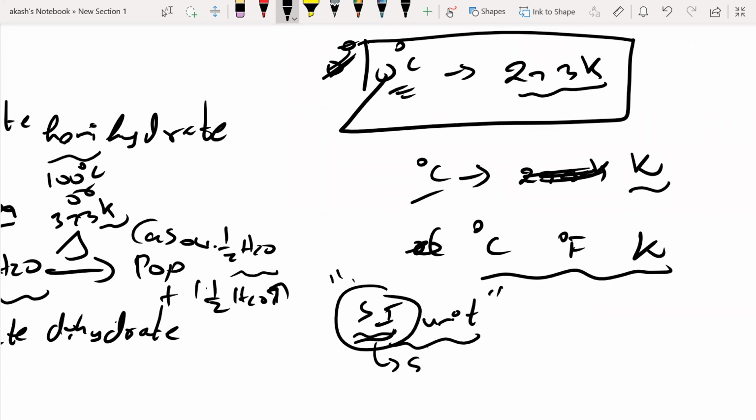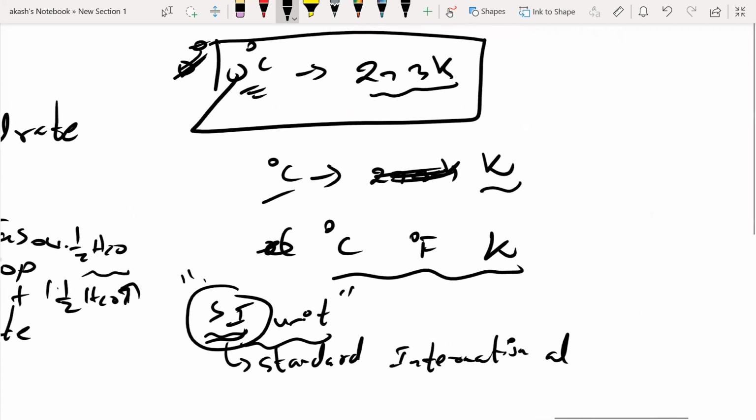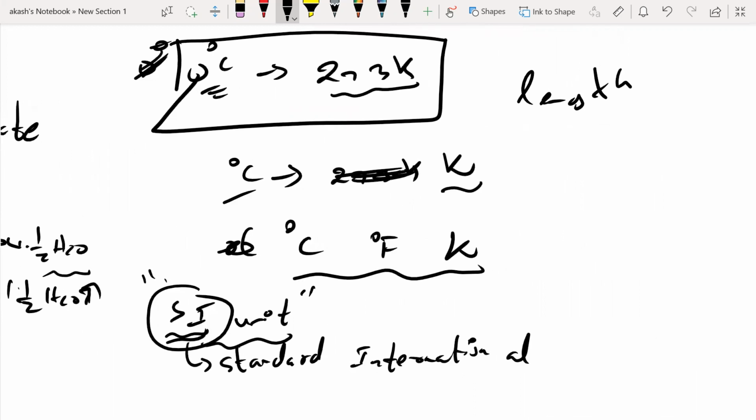Okay, I think we don't know, no problem. It is called the standard international unit. So for a particular quantity, say length, volume, temperature, pressure, these are all physical quantities. Now there are different units available for them. As I told you, length can be in terms of inch, feet, meter, kilometer, centimeter or millimeter, whatever it is.